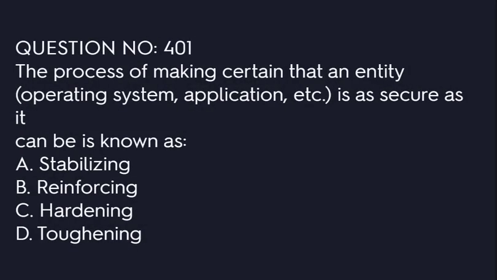Question no. 401. The process of making certain that an entity is as secure as it can be is known as: A. Stabilizing. B. Reinforcing. C. Hardening. D. Toughening. C.